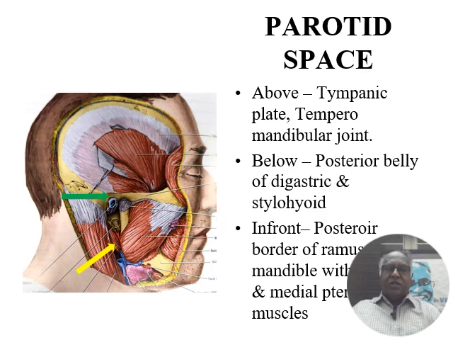So there you see the TM joint above, marked by the green arrow, and below, the posterior belly of digastric and the stylohyoid muscles are there. In the front, the posterior border of the ramus of the mandible with the pterygoids is marked by the red arrow. So this is the parotid space where the parotid gland is situated. You see the location of the parotid gland in a yellow circle there.